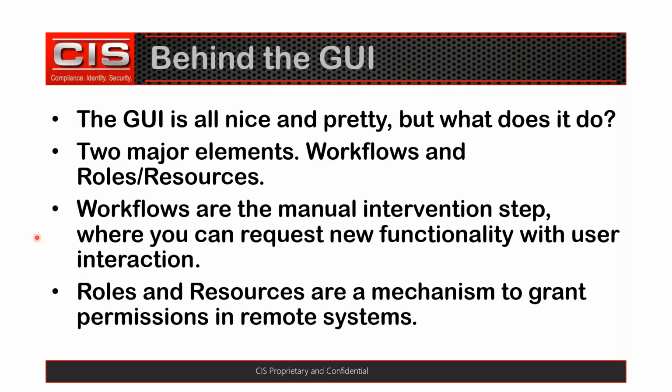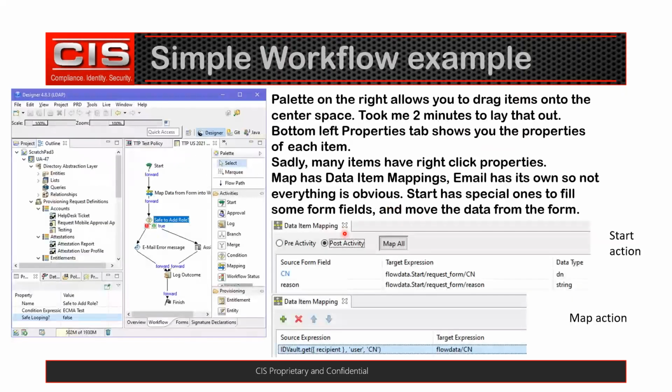And one of the things they're trying to do in this version is actually merge them a little closer together. So a workflow are those manual intervention steps I was talking about, and roles and resources are a mechanism to grant you permissions in remote systems. So that's that abstraction layer I was saying. So let's come up with an abstraction. Maybe we'll link it to something in HR. So for example, my job is linked to a role. And so when HR puts me in a job code or whatever, I'll automatically pick up all these roles, which grant me resources, which grant me permissions.